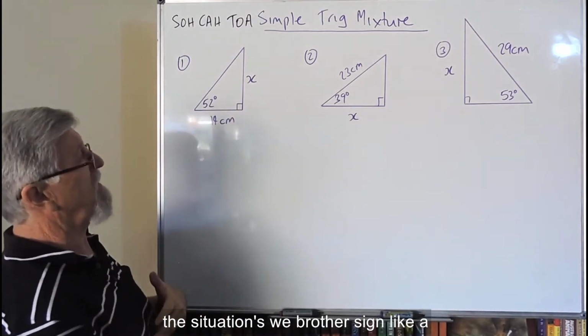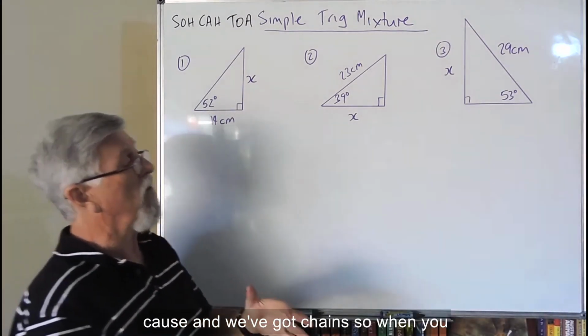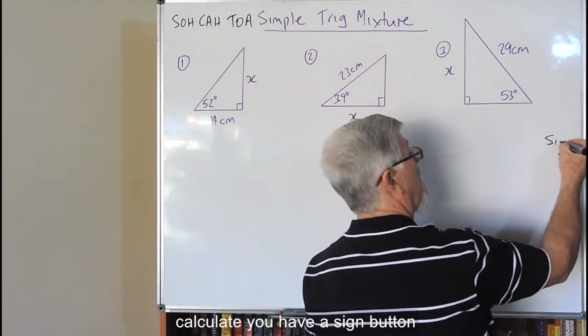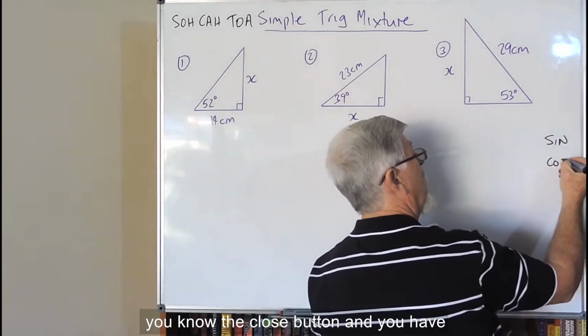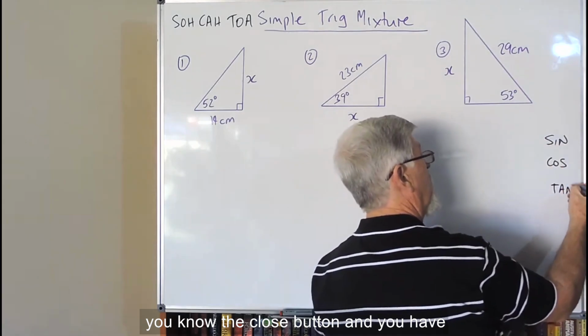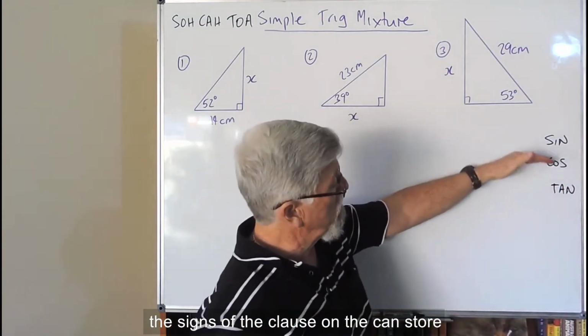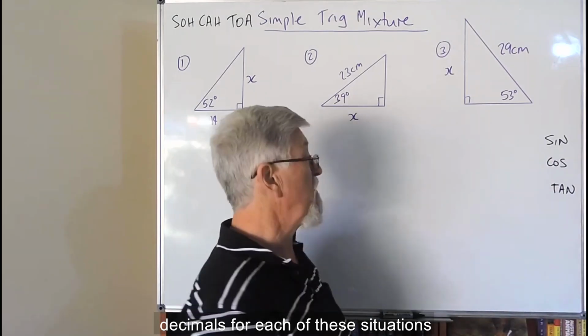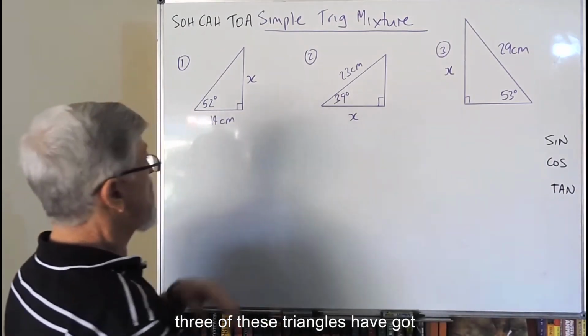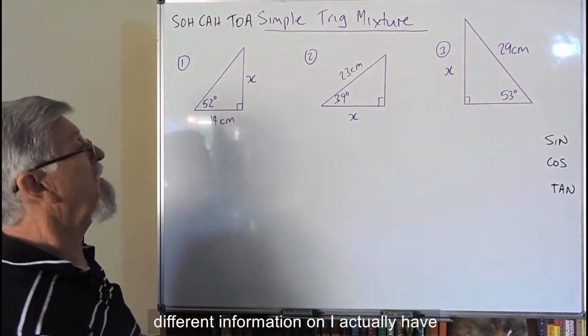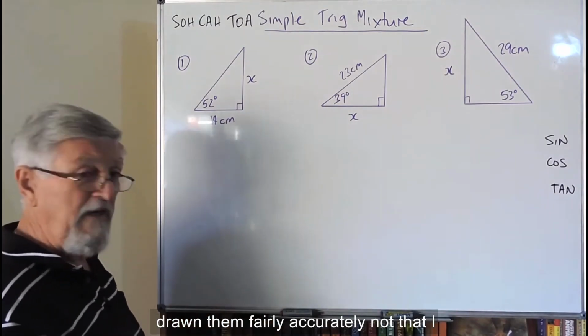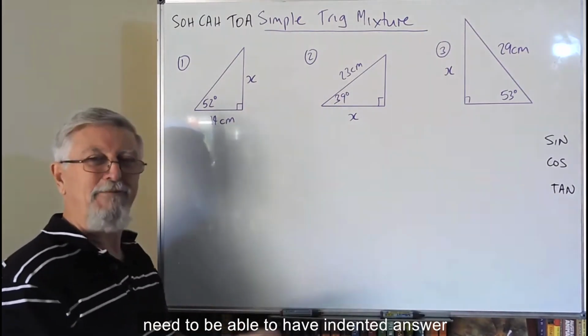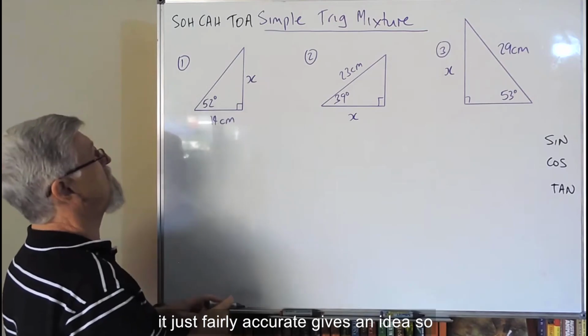Okay, let's look at the situations. We've got sine, cos, and tan. On your calculator you have a sine button, a cos button, and a tan button. The sine, cos, and tan store the decimals for each of these situations. Three of these triangles have different information on them. I've drawn them fairly accurately, not that I need them deadly accurate, just fairly accurate, to give an idea.